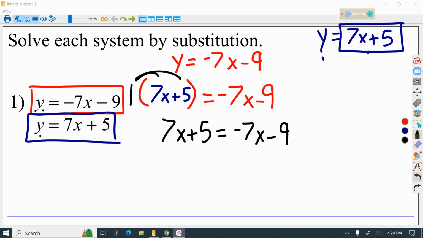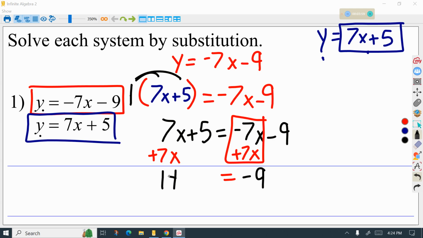Nothing changes, right? Now what we're going to do is add 7x to both sides. Okay, by adding 7x to both sides, that's going to give us the elimination of this variable right here. That goes away, right? And all that we have left on the right side is negative 9. But on the left side of this equation, we have 7x plus 7x, and that gives me 14x plus 5. So now what should happen? Okay, we should probably subtract 5 from both sides. And what's that going to give me? 14x equals negative 14.